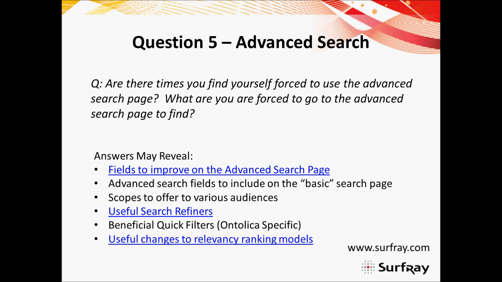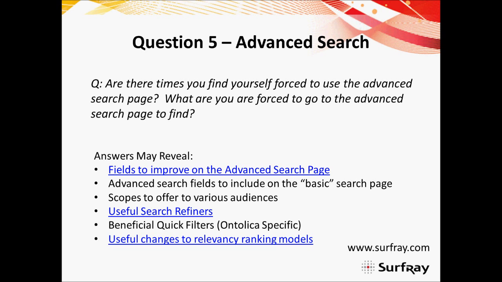The next thing that the answers to this question tell us is what type of improvements can we make to the basic search center within SharePoint so that people don't have to go to the advanced search page? How do we build quick filters with things like Ontolica, with the Ontolica search enhancements, so that somebody can click one button and automatically throw together a big search string that they would otherwise need to go and configure all the time in advanced search? Maybe there's certain scopes that will throw together a query string that would be useful to our people so they don't have to go to the advanced search page.